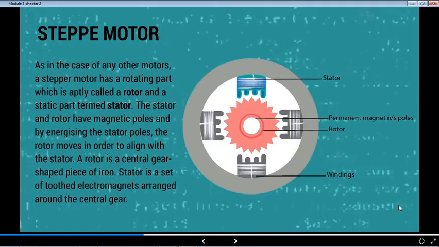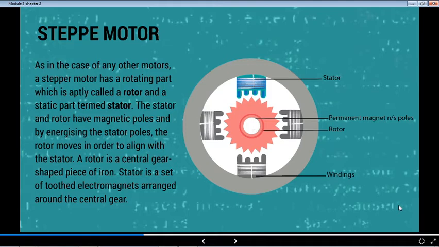So now let us see how exactly it works. As in the case of any other motor, a stepper motor has a rotating part which is aptly called the rotor and a static part called the stator. The stator and the rotor have magnetic poles, and by energizing the stator poles, the rotor moves in order to align with the stator. A rotor is a central gear shaped piece of iron.